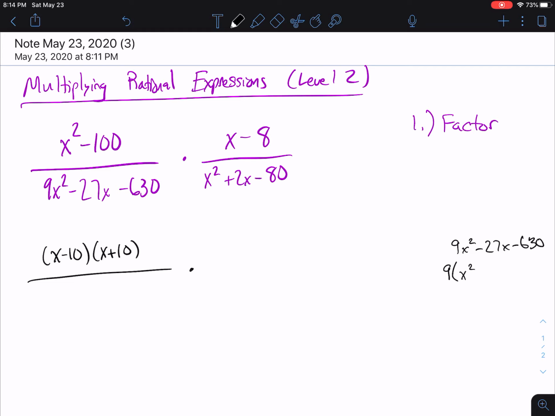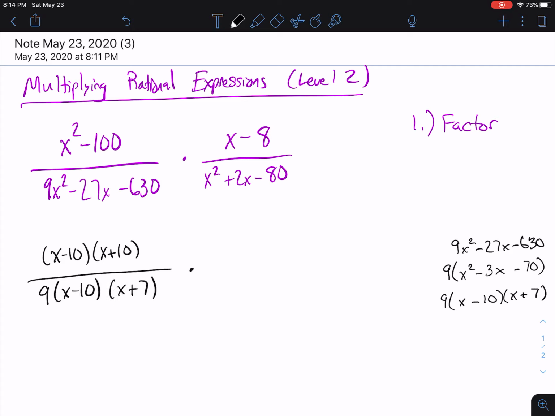That's going to leave me with x squared minus 3x minus 70. Forgetting about the 9, now I'm going to try and factor x squared minus 3x minus 70. This is just the AM method, and this factors much easier. I'm going to get x minus 10, and I'm going to get x plus 7. That works out pretty nice because now I can put that under my fraction.